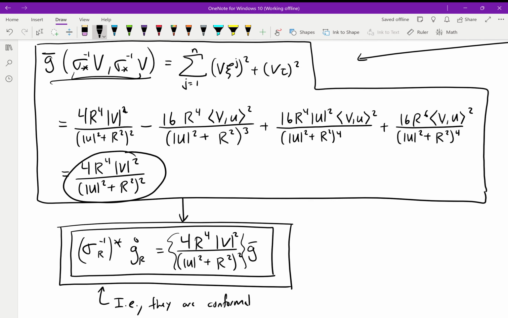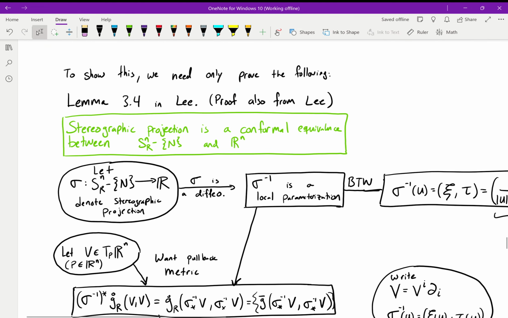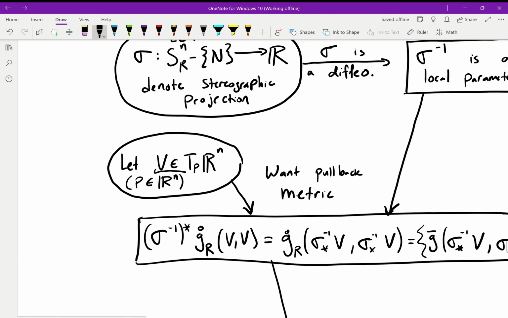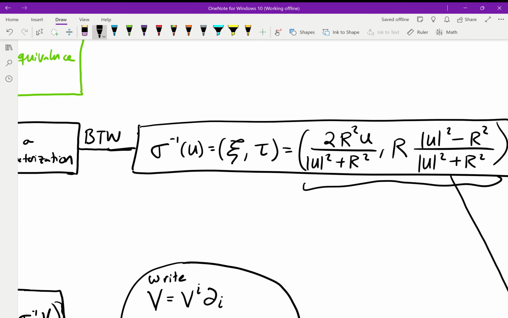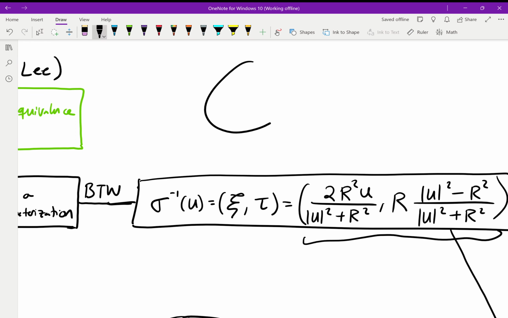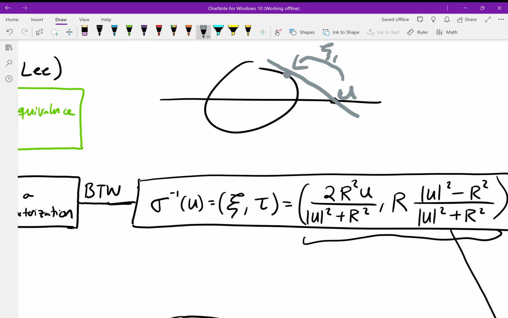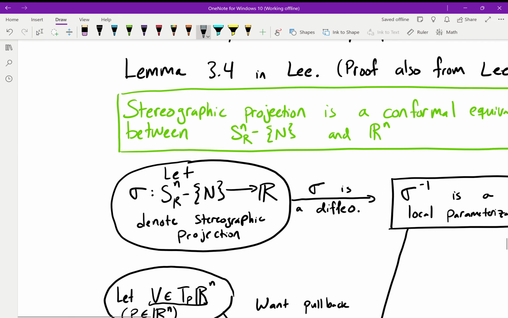What are the U and V here? U and V, oh yes. V, first of all, is a vector we picked in one of our tangent spaces, an arbitrary vector just to compute this thing. As for U, it's the input to our stereographic projection. If we have our sphere over here, which I flattened down for the sake of brevity, and our projection down to that point, this is U, and then it maps up to xi tau on the sphere.